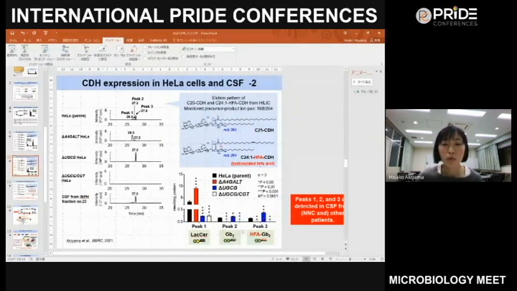This is a quantification result of peak 1, peak 2, and peak 3. The expression pattern of peak 3 was similar to that of peak 2, but was clearly different from peak 1. So we speculated that peak 3 might be hydroxylated fatty acid GB2.